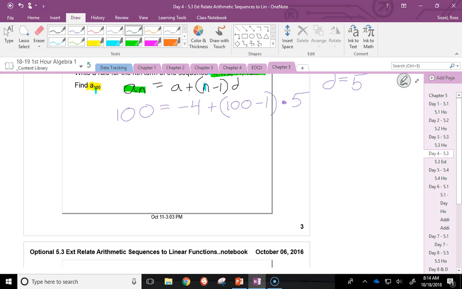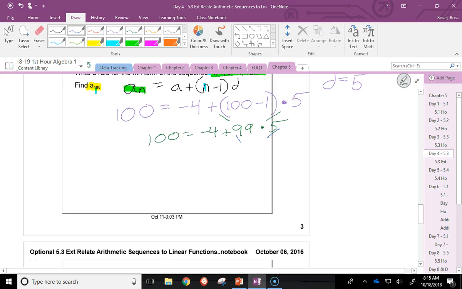All right, so then we're going to solve. Now we're just using PEMDAS. I have to do my parentheses first. 100 minus 1 is 99. So I still have 100 equals -4 plus 99 times 5. What comes next? Multiplication, good. Anyone have their calculator? 99 times 5 is 495. Or you could have just done 100 times 5, 500, minus the 5. Okay, I have 100 equals negative 4 plus 495. This would give me 491.